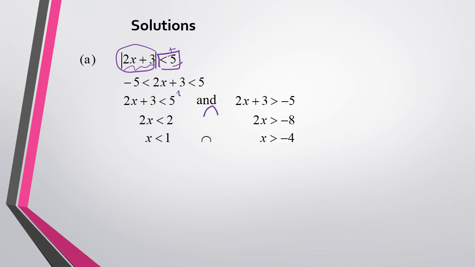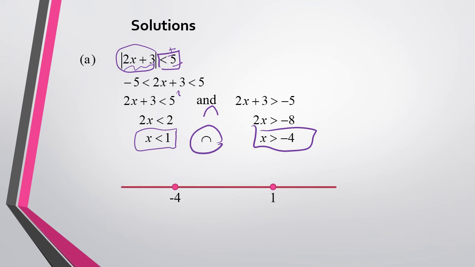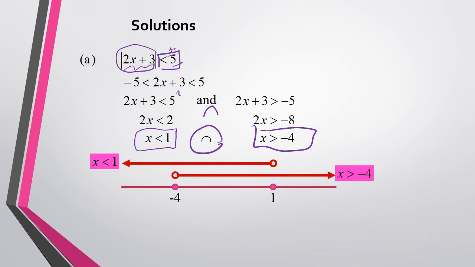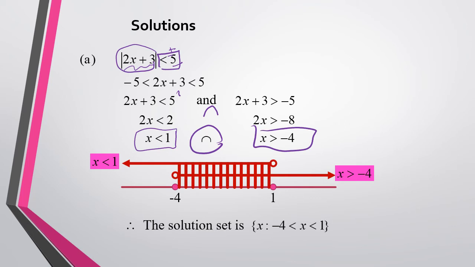So to solve these two solutions, we need to intersect these two sets of numbers. So we draw the real number line. So we have negative 4 and 1, and then x less than 1, and x more than negative 4. So where is the intersection? This is the area of the intersection. So the answer, in solution set form, is the set of x such that x is in between negative 4 and 1.